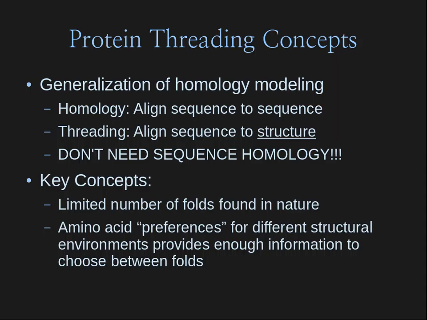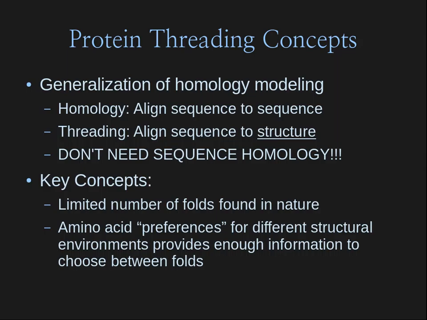Now, a couple of concepts or assumptions going into this are, number one, there's a limited number of folds that happen in nature. And that appears to be actually true. There's a limited number of types of motifs that actually do happen in nature, and we can fit these to those. And certain amino acids have, quote unquote, preferences for different structural environments. This in itself provides enough information to choose what kind of structure each amino acid or groups of amino acids is going to contribute to.